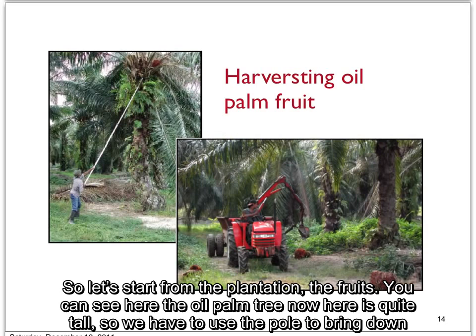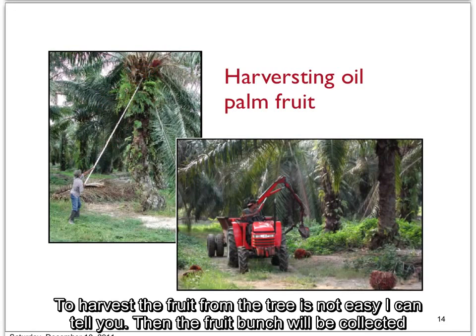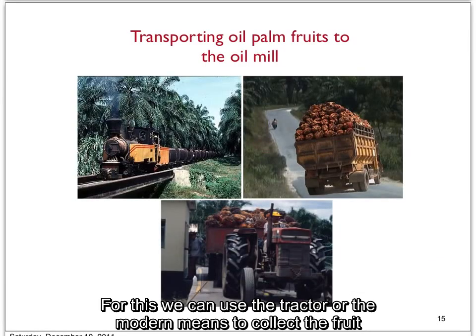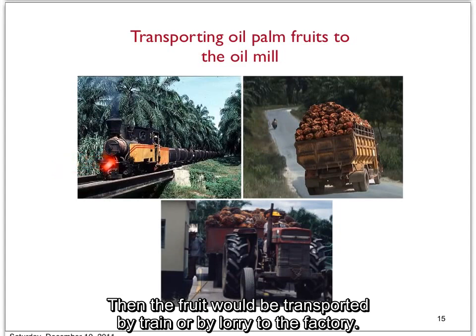So the story starts from the plantation. You can see here the oil palm tree is now quite tall, so we have to use a pole to bring down and harvest the fruits from the tree. It's not a very easy job, I can tell you. Then the fruit bunch will be collected. These days we can use a tractor or modern means to collect the fruit. Then the fruit will be transported by train or by lorry to the factory.